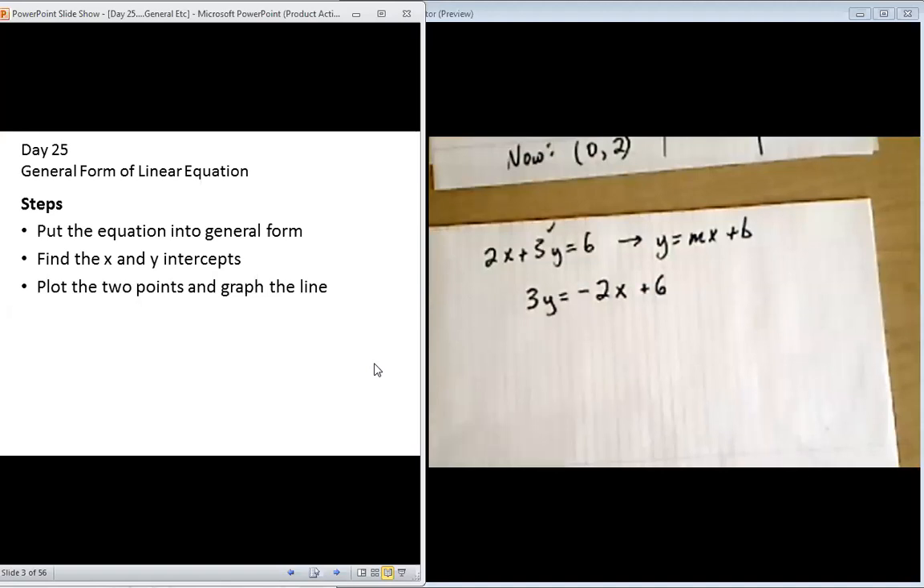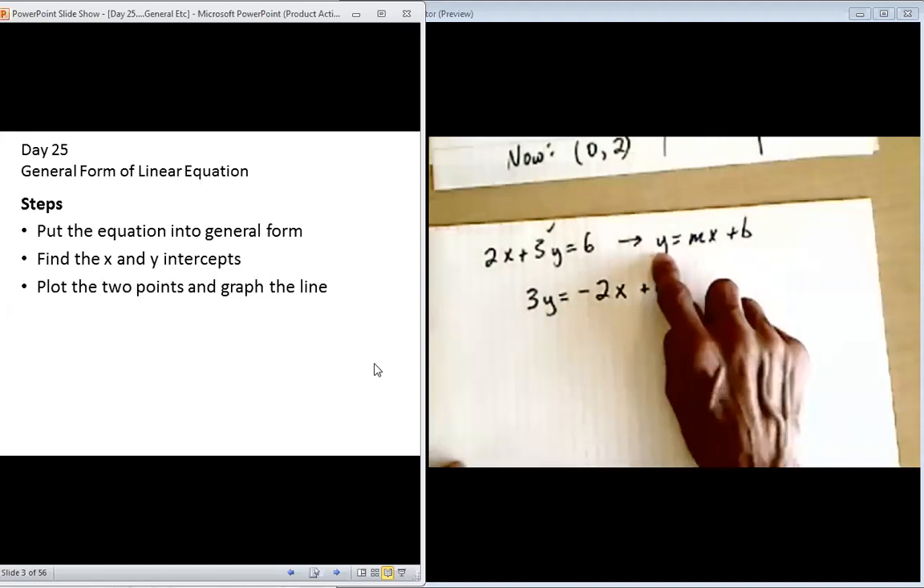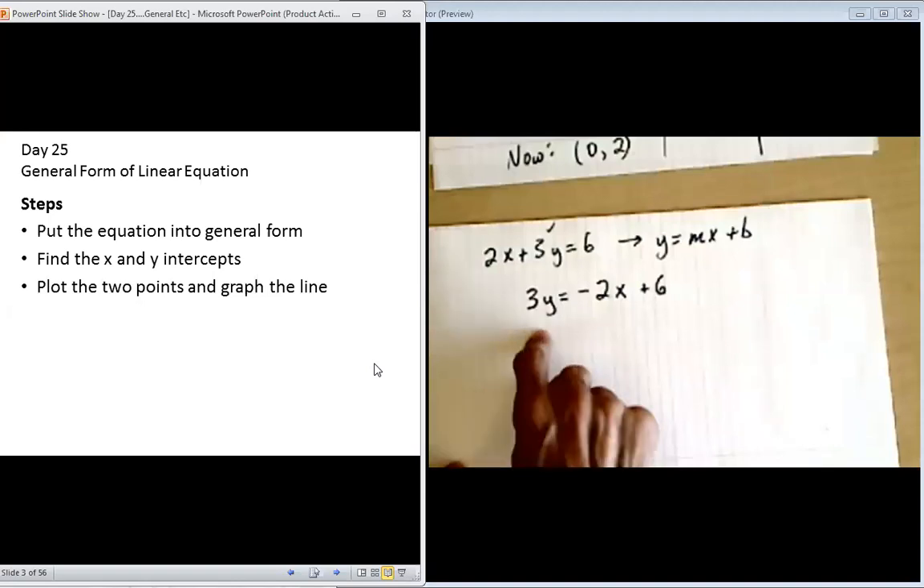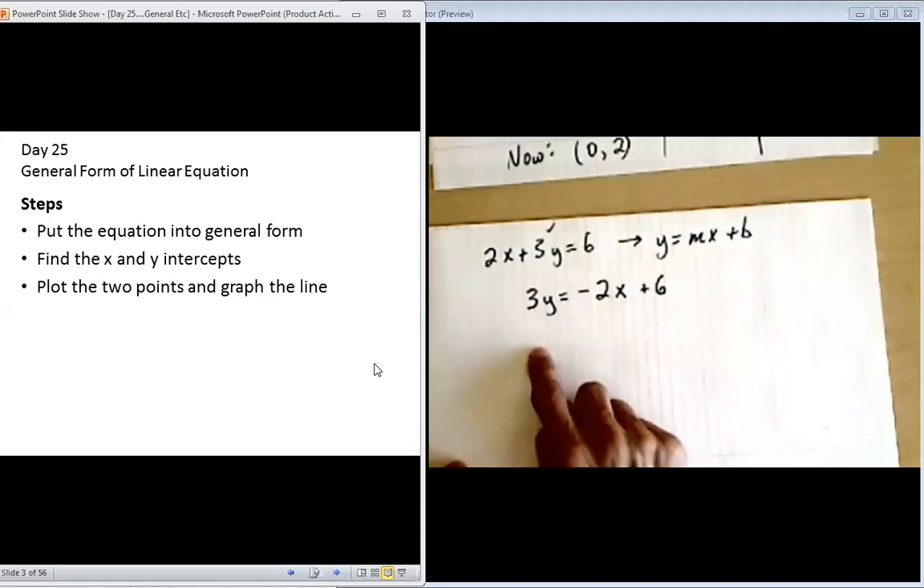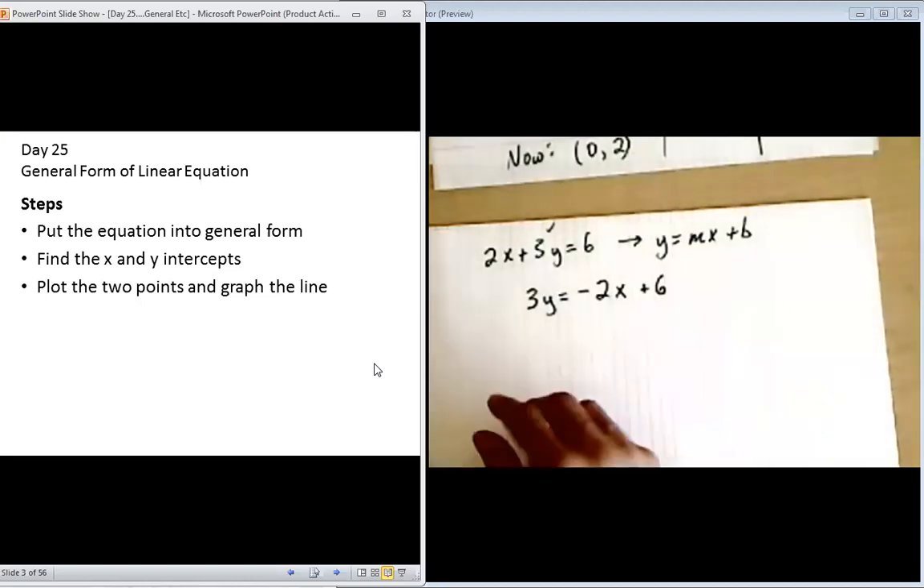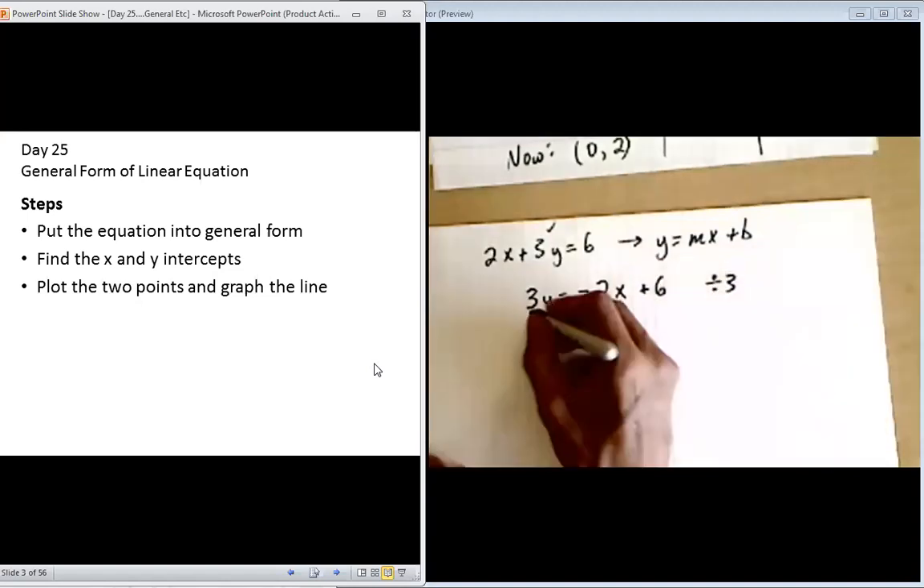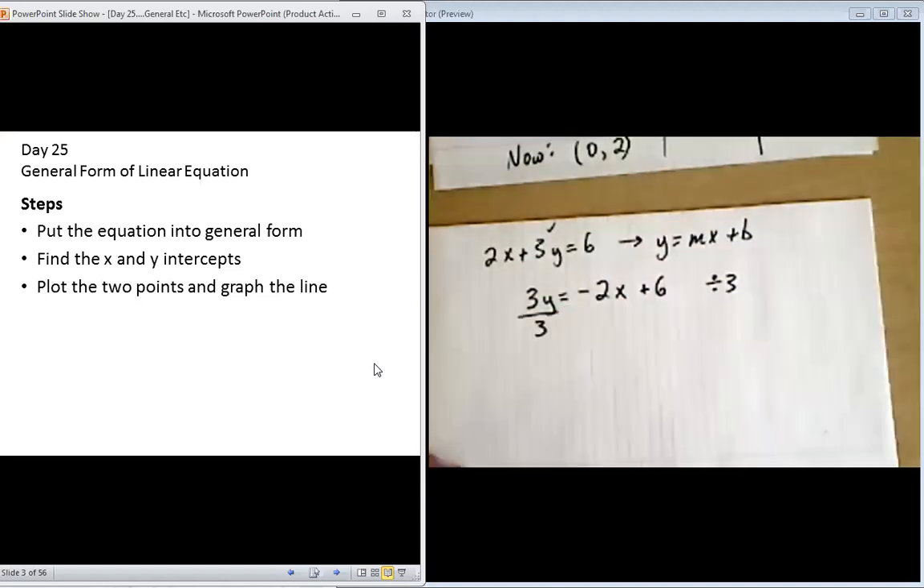Okay, so one step away. We got to get y by itself. What's there with it right now? The 3. How do you remove that 3 legally? It does go to the other side, but in a different way. What we do is we divide both sides by 3.